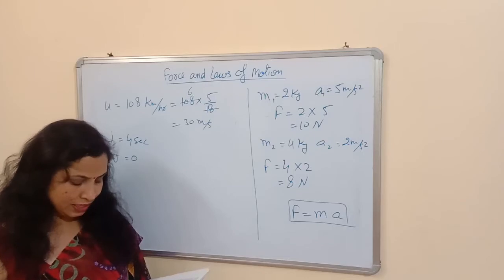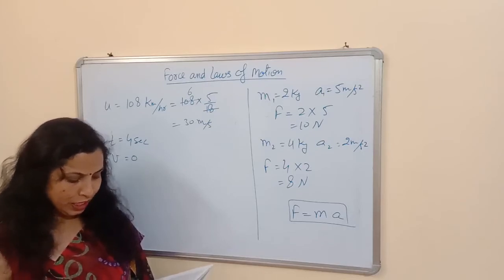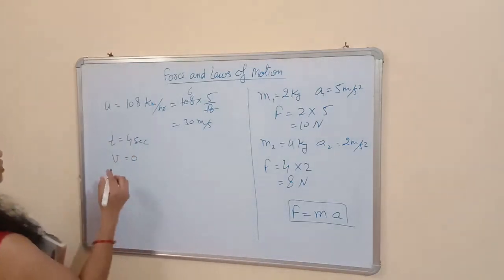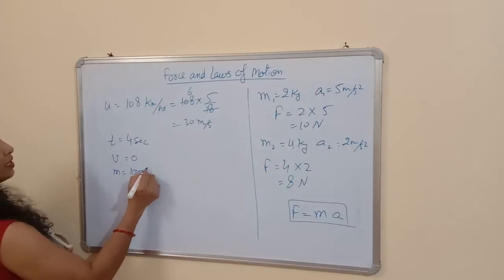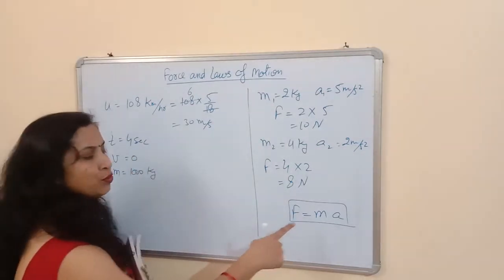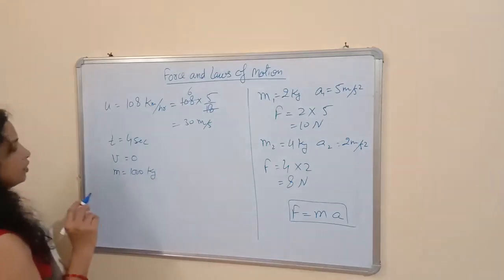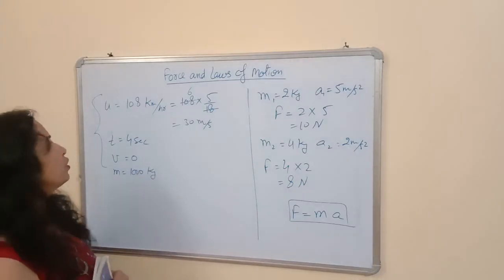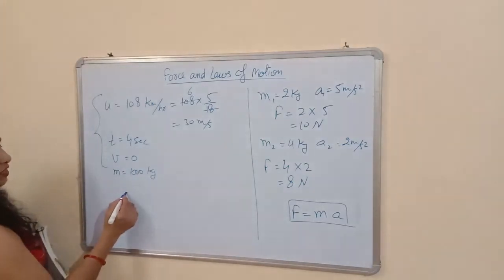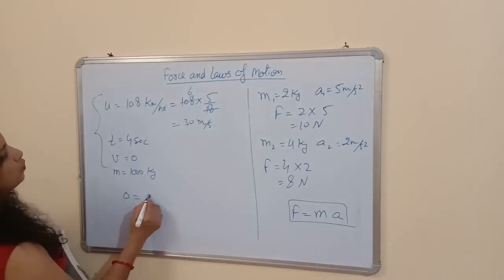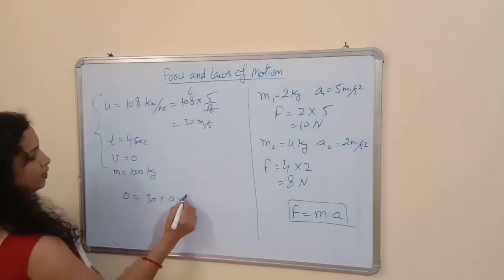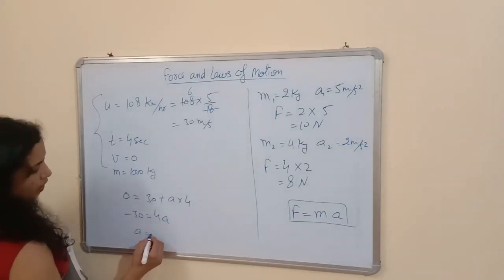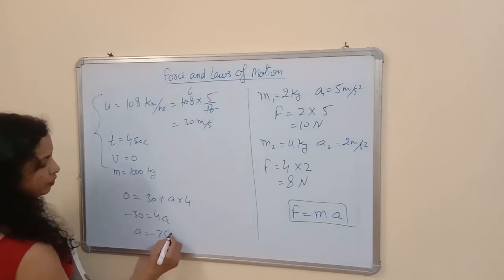After the brakes are applied, calculate the force exerted by the brakes on the motor car if the mass along with passenger is 1000 kg. So the mass of the motor car is 1000 kg. For finding the force, we should know the value of m and a. We don't know the value of a, so we can find the acceleration by using the equation of motion. Which equation will you use? The first equation of motion, v is equal to u plus a into t. It will be 0 minus 30 is equal to 4a. Then a is equal to minus 15 upon 2, or minus 7.5 meter per second square.